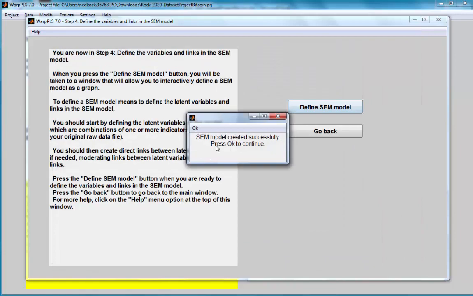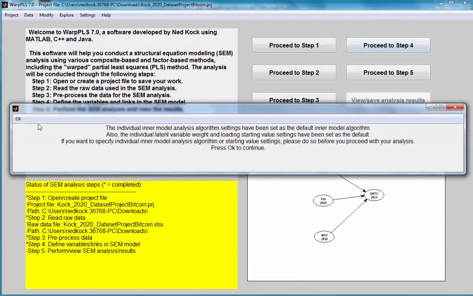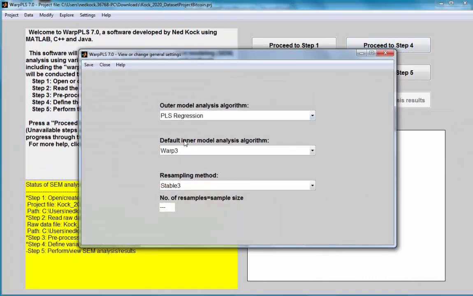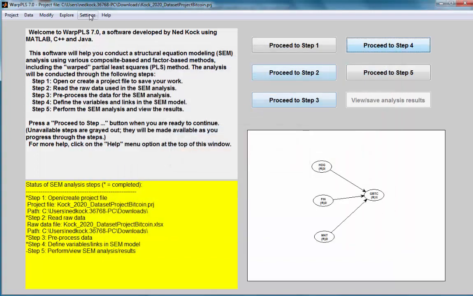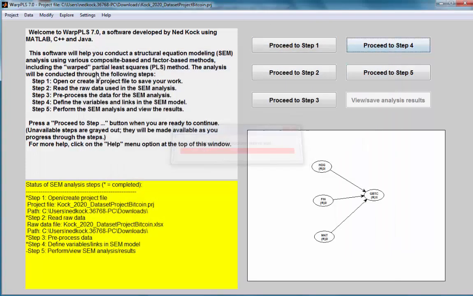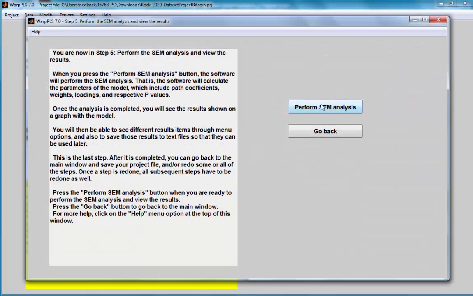I will save this model. I will make sure that this analysis is linear to simplify the interpretation of the results. I'll save my settings. I'll keep this PLS regression as the algorithm that groups those indicators into the latent variables. And then I will run my analysis.